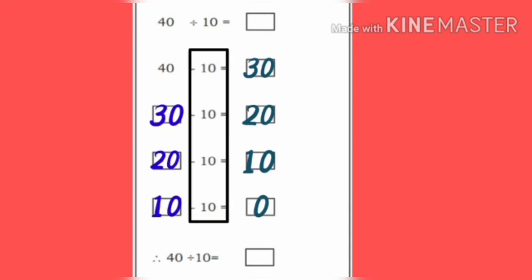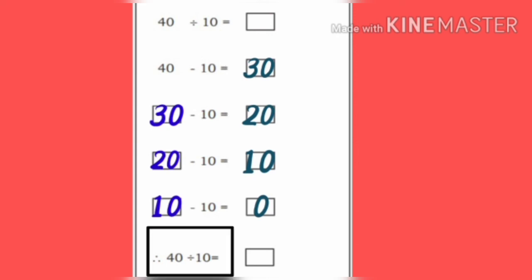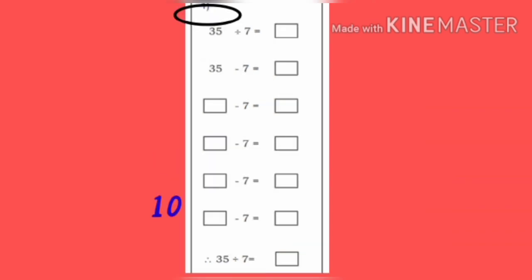Now, the third question. 40 divided by 10. Let us divide by repeated subtraction. 40 minus 10 is equal to 30. 30 minus 10 is equal to 20. 20 minus 10 is equal to 10. 10 minus 10 is equal to 0. So here 40 is divided 4 times. Therefore 40 divided by 10 is equal to 4.